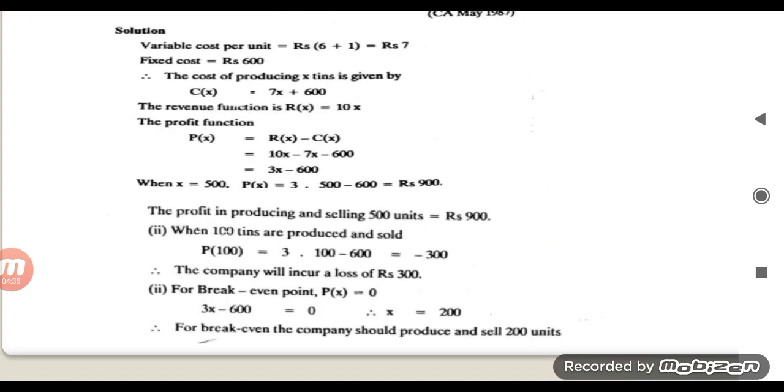If the company produced only 100 tins, my answer is minus 300. The company will receive a loss. Hence, 100 tins should not be produced.